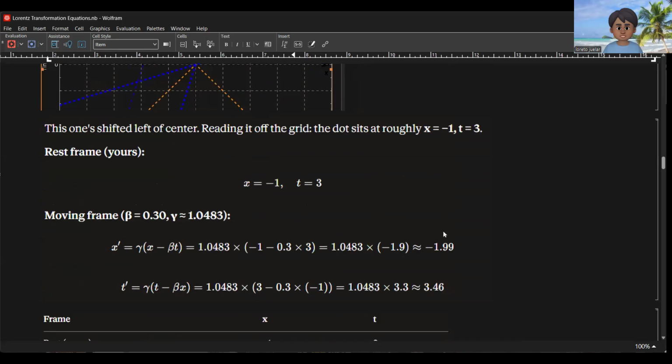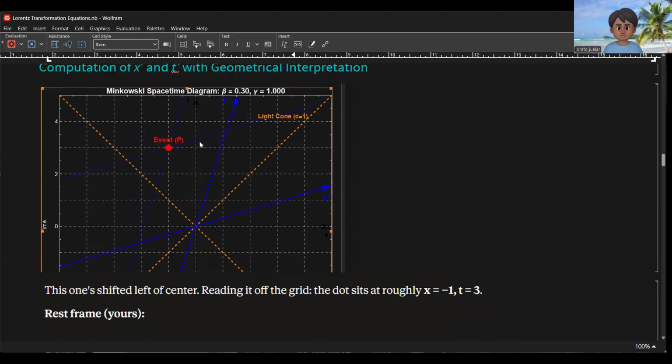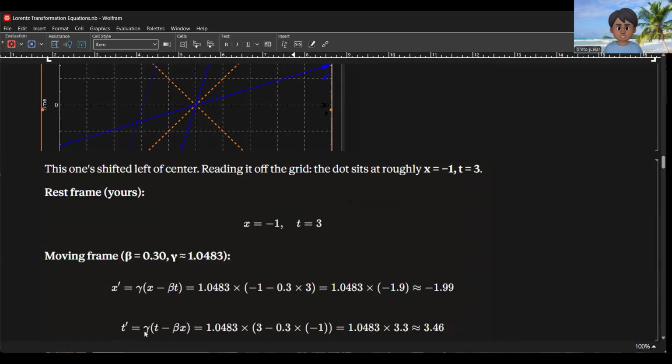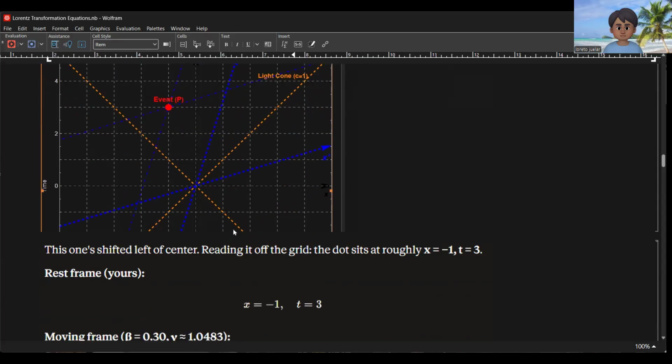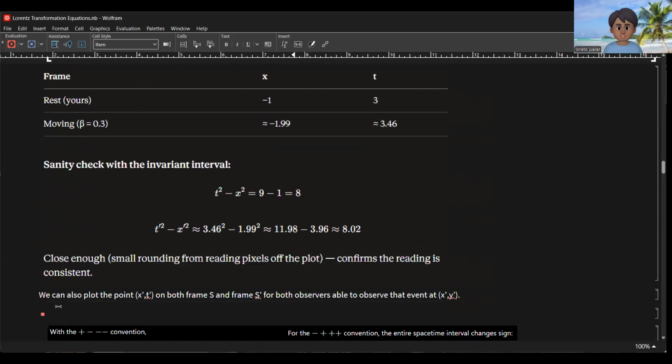So we have to interpret this geometrically. This negative 1.99 is the distance here from point O to the t prime axis. And the t prime here is 3.46. So from this point up to this point, that is 3.46. We can also plot the point x prime, t prime on both frame S and frame S prime, for both observers able to observe that event at x prime, y prime.